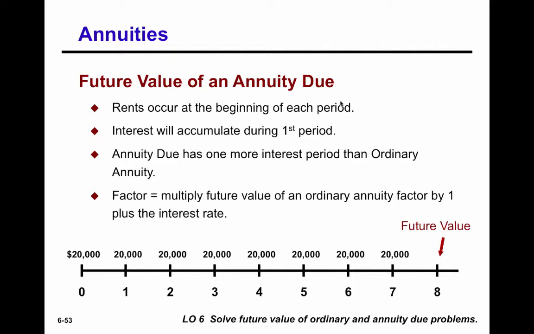The factor that we use when we have an annuity due can be determined by taking the future value factor of an ordinary annuity and multiplying that factor amount by 1 plus the interest rate, effectively picking up that first interest period that we otherwise hadn't accounted for.